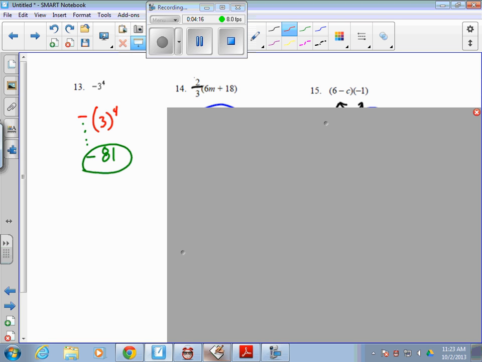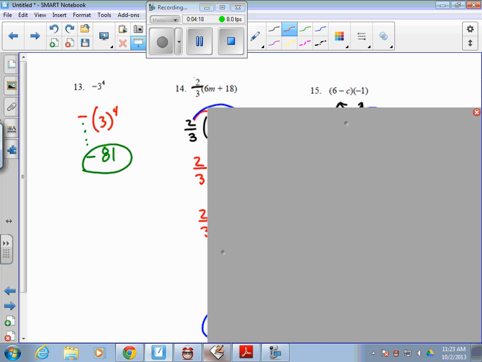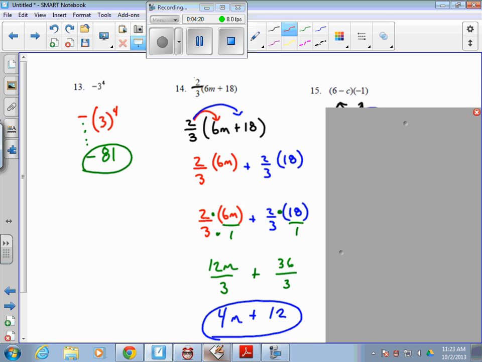Number 14 says 2/3 times 6m plus 18. Do 2/3 times 6m and 2/3 times 18. Multiply straight across. 2 times 6m is 12m. 3 times 1 is 3. 2 times 18 is 36. 3 times 1 is 3. When you divide 12m by 3, you get 4m. And when you divide 36 by 3, you get 12. So 4m plus 12.